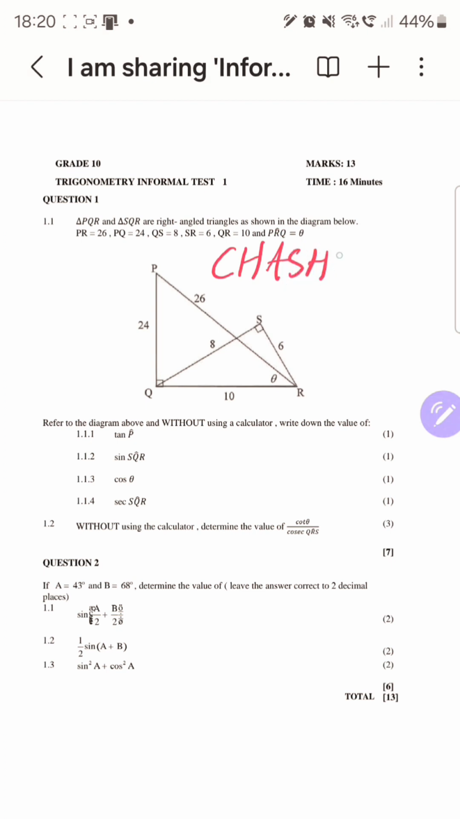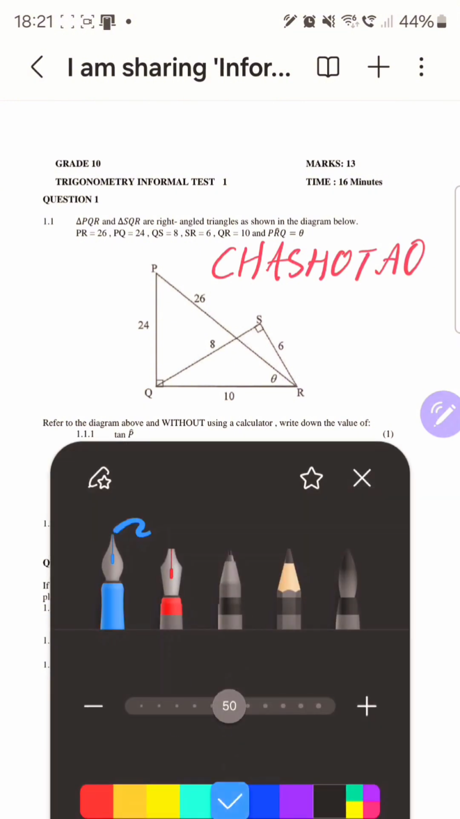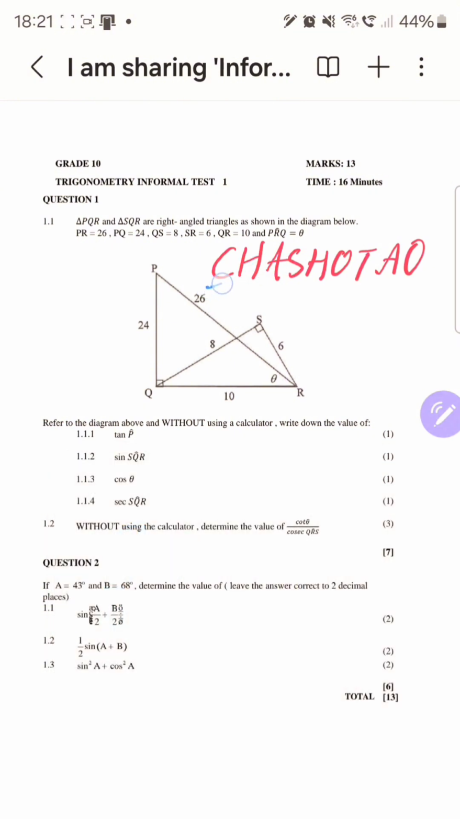We normally use SOH CAH TOA. In order to define the ratios, we work backwards usually. Opposite over adjacent gives us tan. Opposite over hypotenuse gives us sine. And adjacent over hypotenuse gives us cos.